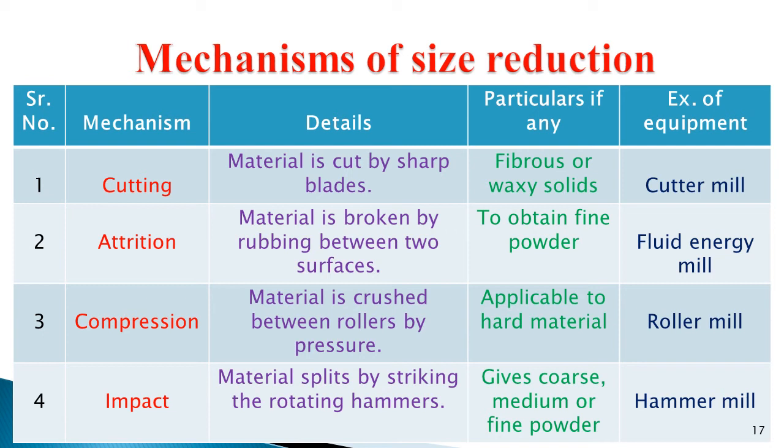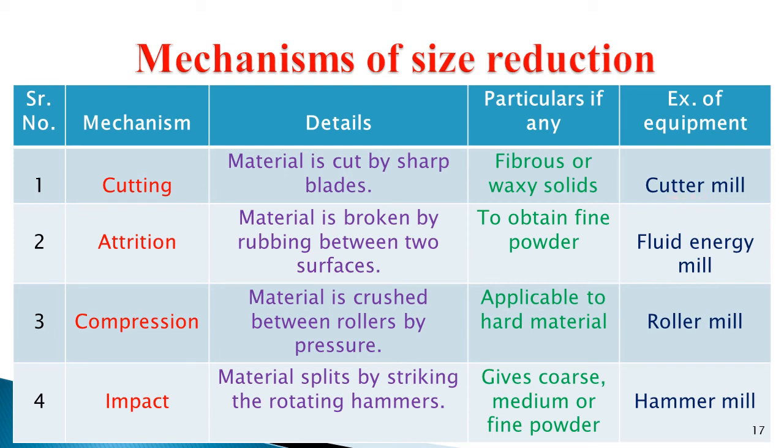Cutting is mostly applicable to fibrous or waxy materials. In case of attrition, very fine powder is obtained. In case of compression, it is applicable to hard material. In case of impact, it gives any type of powder. It may be coarse, medium or fine. So based on the type of mechanism, different mechanisms are given. Again, examples of the equipment are mentioned over here.